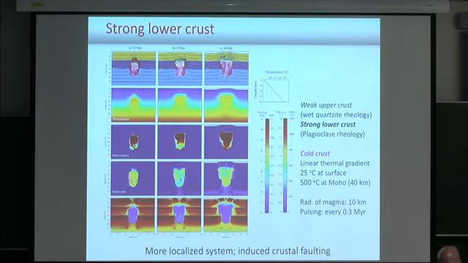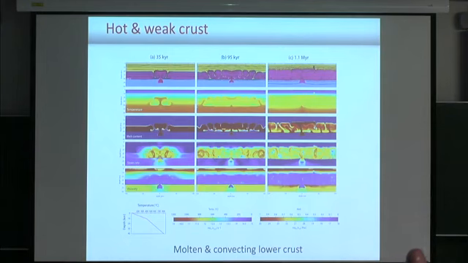And if you have a strong lower crust, then it will actually reach it, and at some point you can even get an uplift at the surface and get fault zones due to that. Now if you do a very hot and weak lower crust, then it starts convecting because it's everywhere partially molten, and you get a large, basically convecting system. So these results are somewhat consistent with earlier results we have seen, and they seem to make sense.